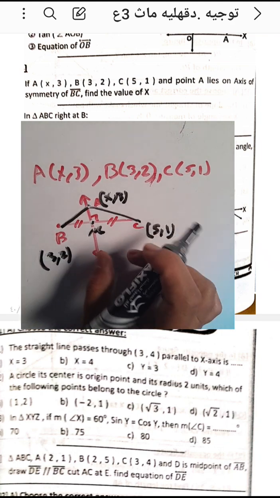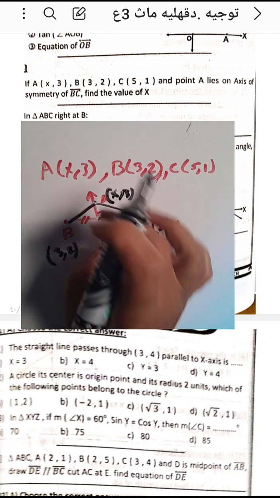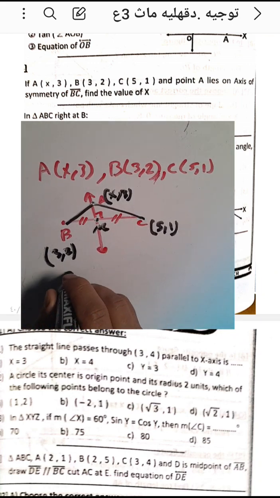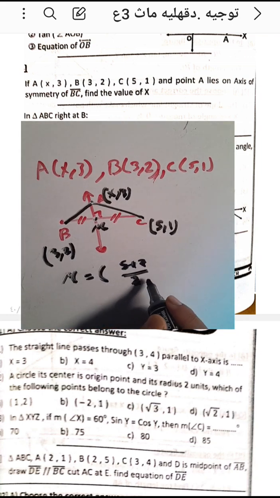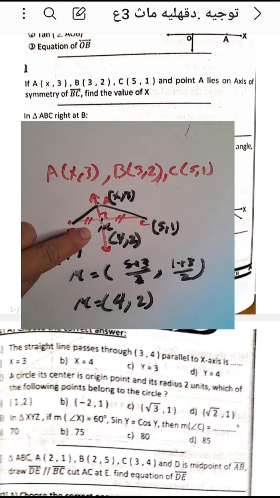M lies at the midpoint between B and C, because A lies on the line of symmetry of BC, then AM is perpendicular to BC. You can find M, the middle point between B and C. We can write 5 plus 3 divided by 2, and 1 plus 2 over 2. 5 plus 3 equals 8, 8 divided by 2 is 4. 1 plus 3, 4, 4 divided by 2 equals 2. Then M will be 4 and 2. It's the point M.